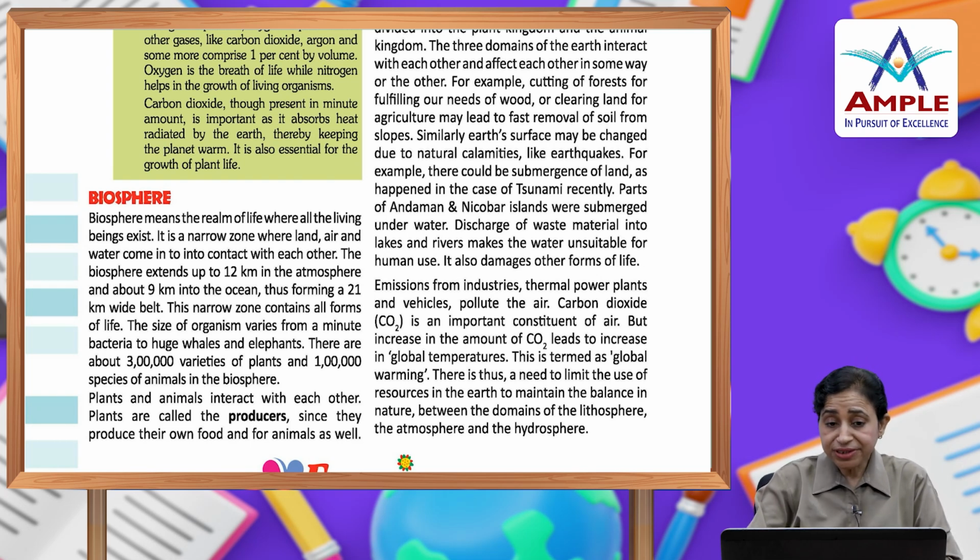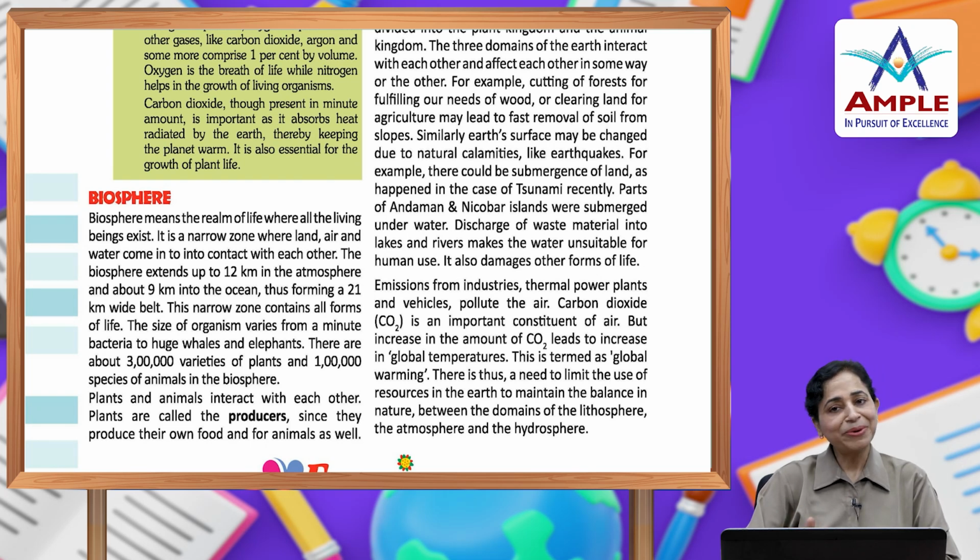The size of organisms varies from a minute bacteria to huge whales and elephants. There are about 3 lakh varieties of plants and 1 lakh species of animals in the biosphere. Plants and animals interact with each other.